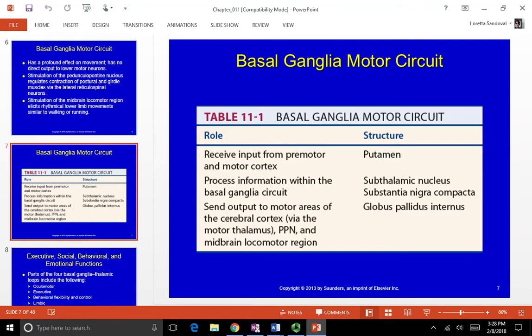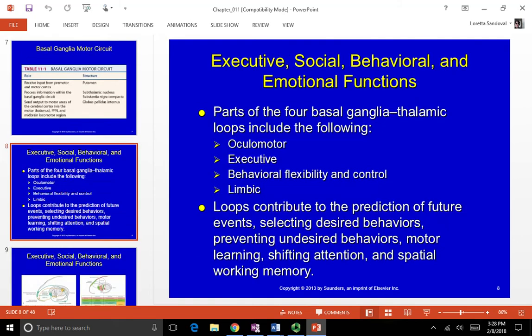Okay, so besides the motor functions of the basal ganglia, it also has executive, social, behavioral, and emotional functions. So wow, that's pretty much everything, right? Motor, executive, social, behavioral, and emotional functions. So the basal ganglia are a huge part of what we do on a day-to-day basis.